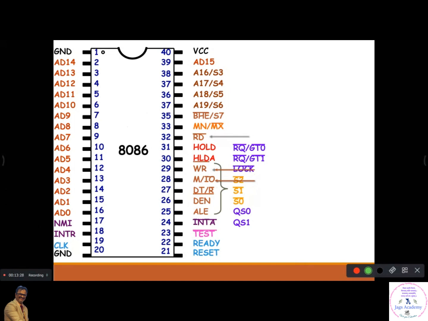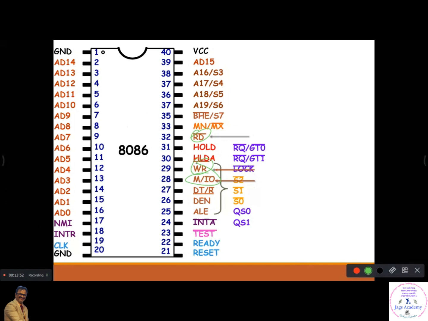I already told you about the write signal and the read signal, and what the purpose of the write signal is. The microprocessor will generate a low on the write signal whenever it wants to write data either to memory or to IO, depending on whatever bit you have in the memory/IO bar.